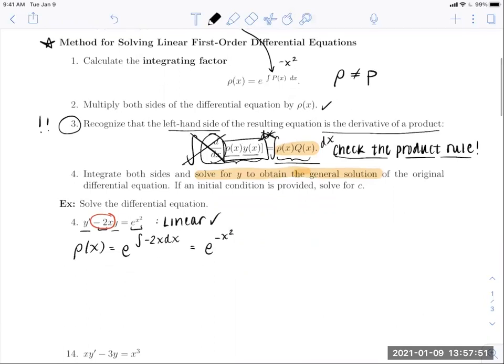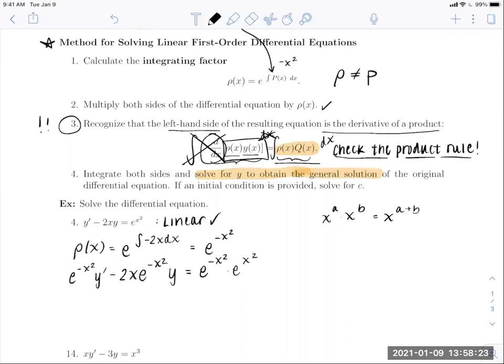I am now going to take a look at the original DE and multiply both sides through by this integrating factor. So I have e to the negative x squared y prime minus 2x e to the negative x squared y equals e to the negative x squared times e to the x squared. Now, according to our exponent rules, x to the a times x to the b is x to the a plus b. So using that, I get e to the 0 or just 1.